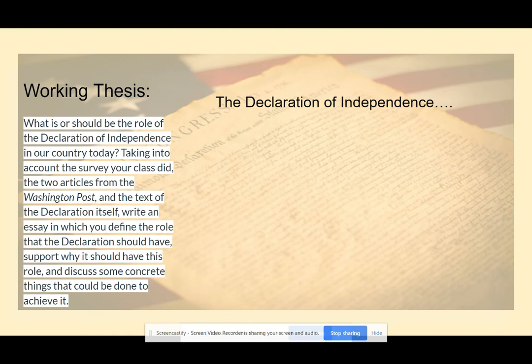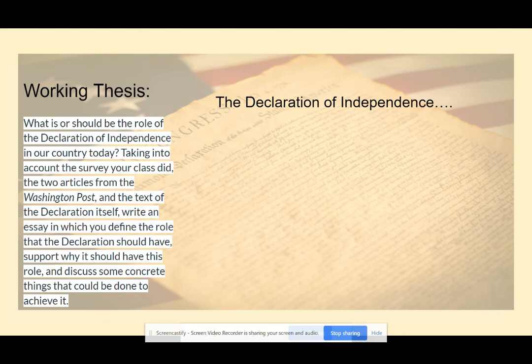What is or should be the role of the Declaration of Independence in our country today? Taking into account the survey your class did, well, you didn't do it, that's okay. The 2 articles from the Washington Post and the one from Fox News if you want it, and the text of the Declaration itself, write an essay in which you define the role that the Declaration should have, support why it should have this role, and discuss some concrete things that could be done to achieve it. The working thesis is all going to start the same. The Declaration of Independence, finish the sentence, should what?